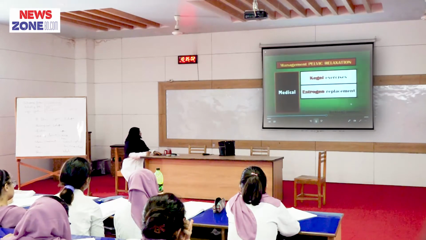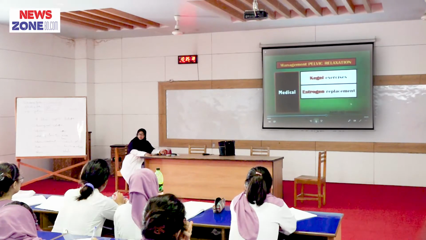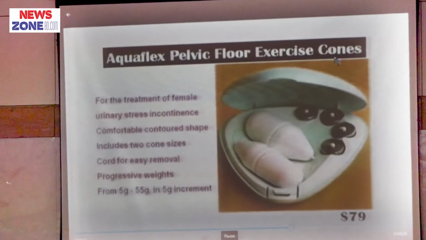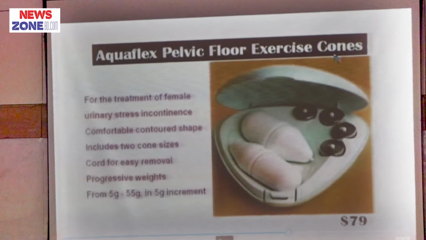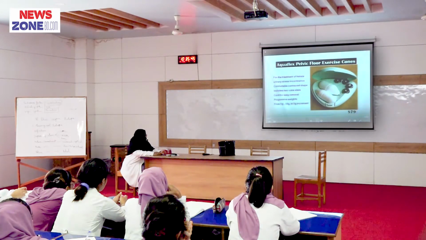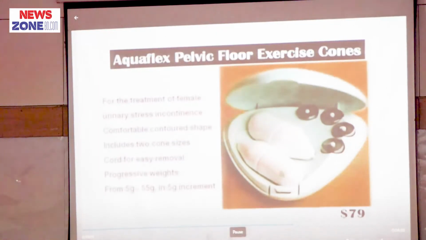And estrogen replacement, as I sometimes told you, for postmenopausal women suffering. As there is estrogen deficiency, we can give her estrogen replacement orally or sometimes by a vaginal pessary containing estrogen. Okay? Another is the cone. These are devices we place in the vagina, and it can regain the strength of the supporting ligaments.